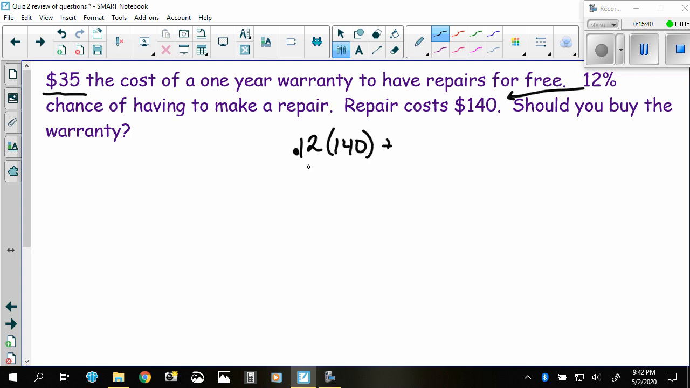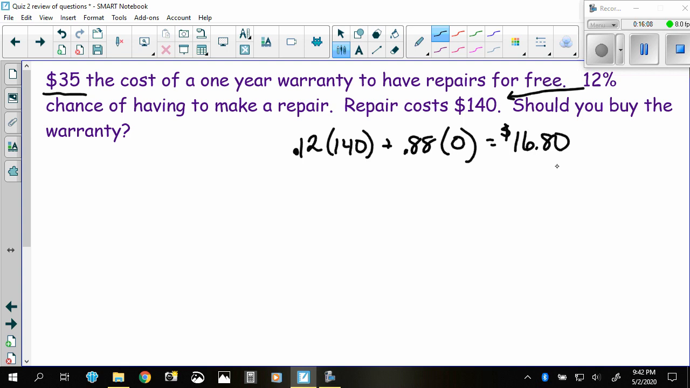Now, that means if 12% of the time you have to pay $140, that means 88% of the time, or 0.88, you pay nothing because your TV doesn't break, or whatever this was. So if you are multiplying these together, that gives you an expected value of $16.80. Now, you could pay the $35, but that would be paying more than the expected value of what would happen.